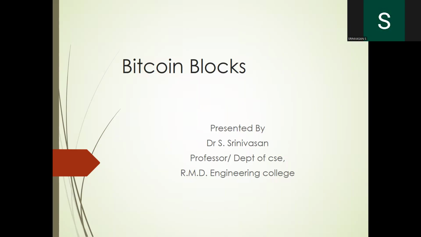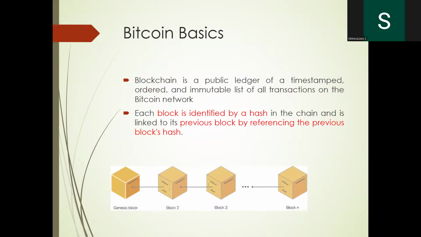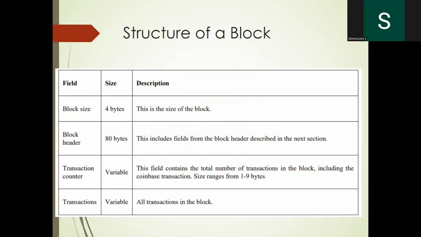In this video, I tell about different types of Bitcoin blocks. We know blockchain is a public ledger network, and here all the transaction details are stored in a block, and each block is identified by a hash key, and the hash key is used to connect the blocks. So a block uses its hash key to connect with its next block.